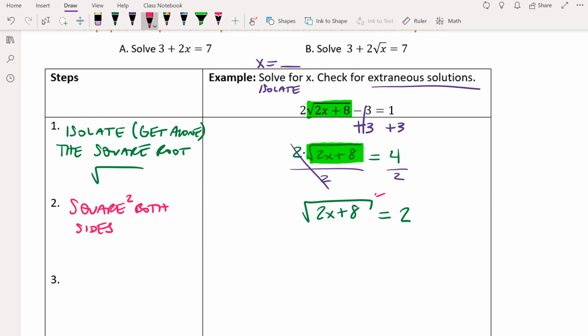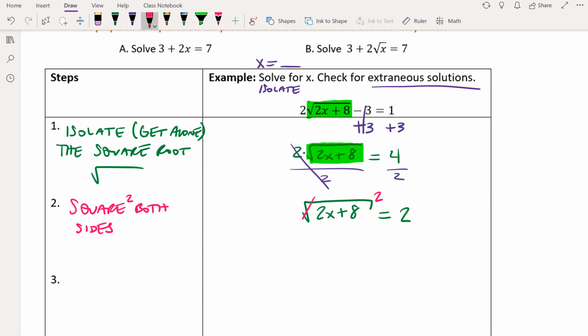The opposite of square root is square. So the inverse operation of square root is square. When we square a square root, the square root cancels out. I'm going to square the square root so the square root cancels out. I kind of cross it out right there.